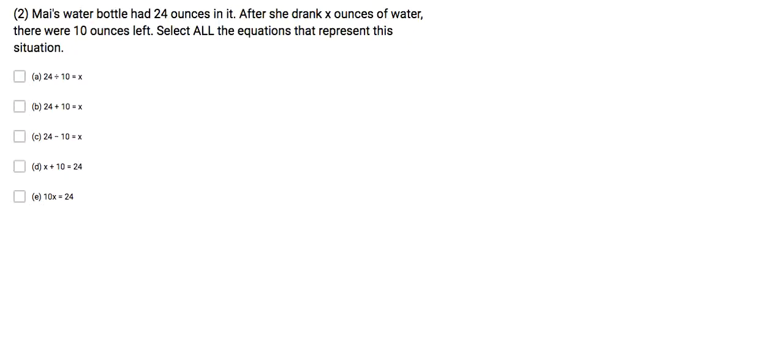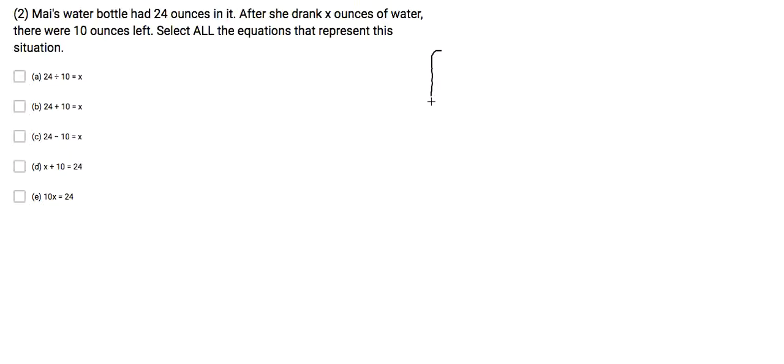Number two, we're asked, Maya's water bottle had 24 ounces in it. After she drank X ounces of water, remember X is just a number in this case, there were 10 ounces left. Select all the equations that represent this situation. So a couple ways we can look at it here.